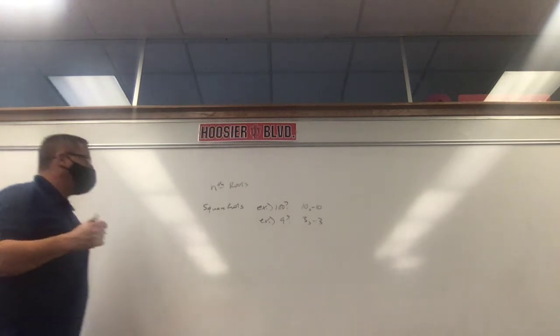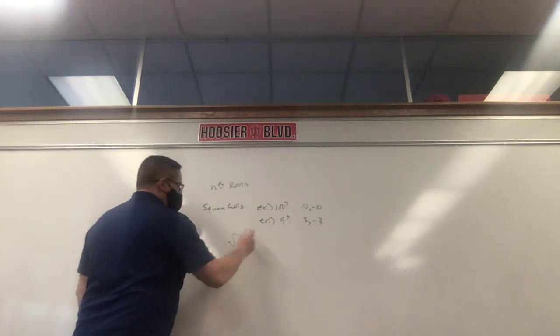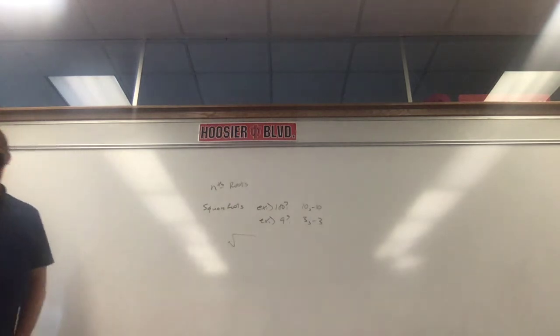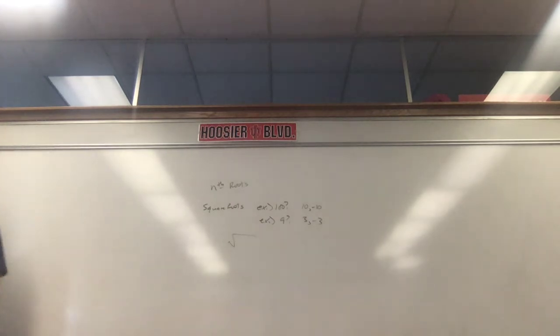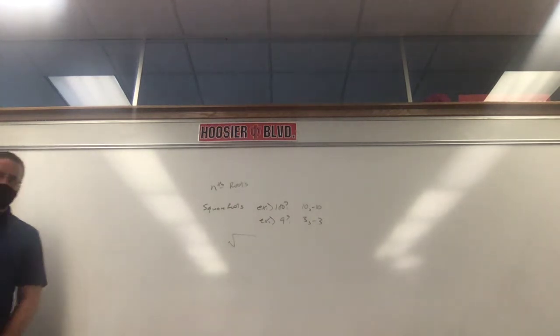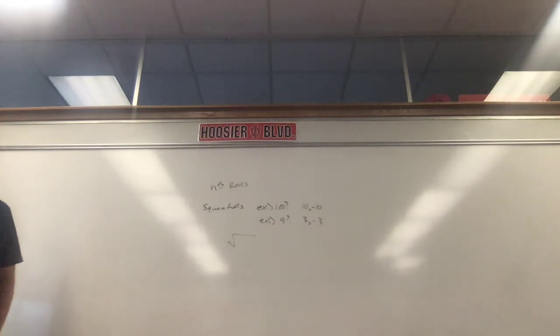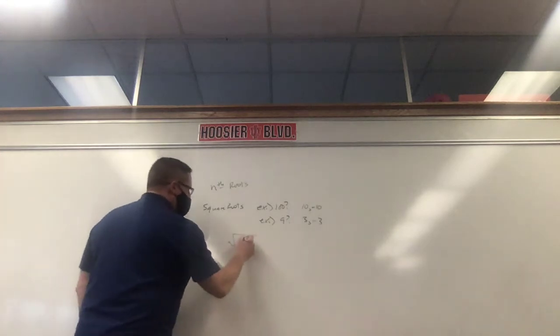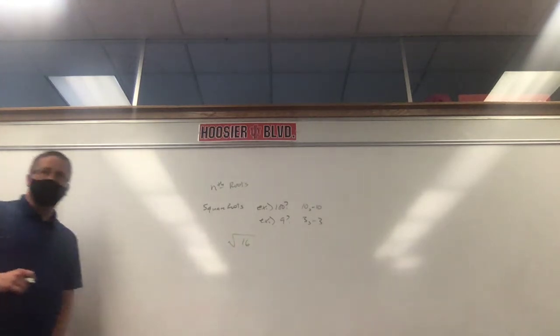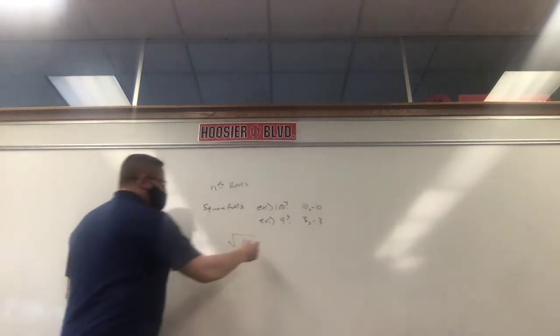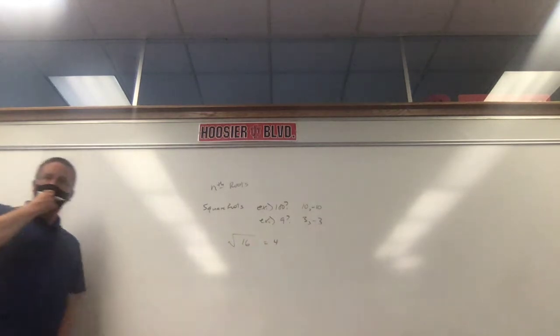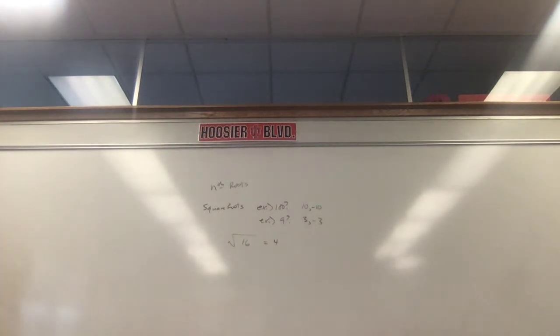Now, if I gave you something such as this, a lot of students say, oh, this is the square root symbol. It's kind of the square root symbol, okay? It's actually called a radical symbol, which is very similar to a square root symbol. And what I mean is this. If I ask you for radical 16, it's 4, okay? Because 4 times 4 is 16. Is it also negative 4?